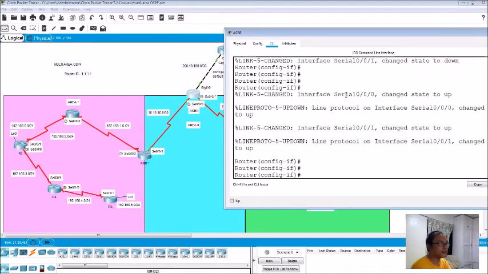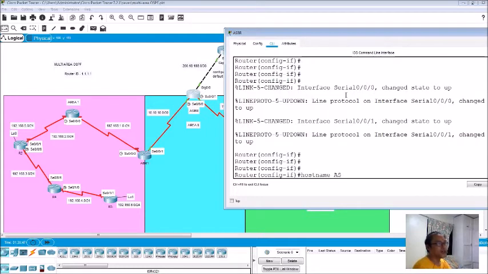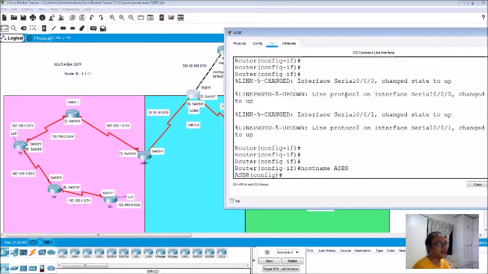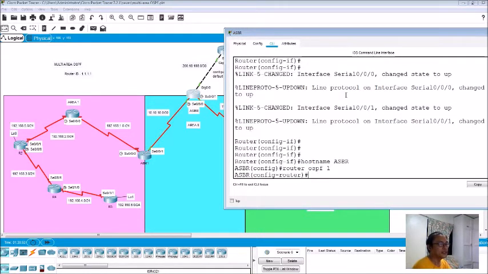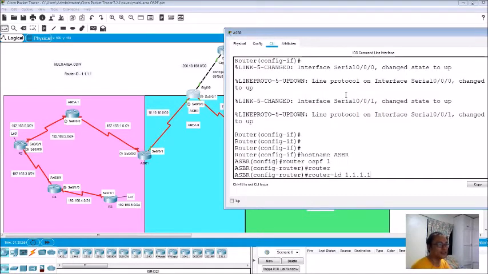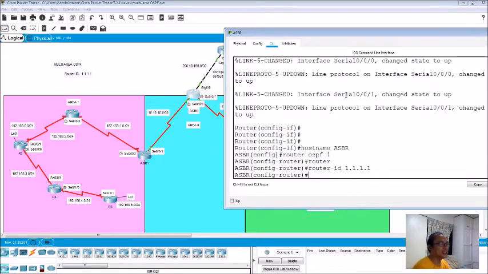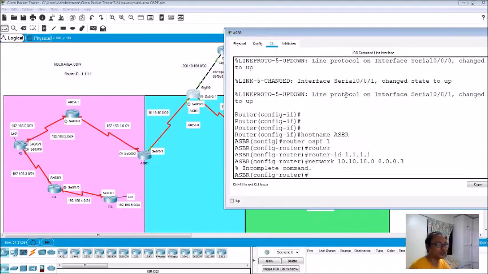So to do that, ito i-configure ko ng host name, okay, ASBR. Okay, then matagtag command router OSPF 1, then router ID of 1.1.1.1, okay, then network 10.10.10.0 with the 0.0.0.3 wildcard mask. And if you're going to enter this one incomplete pa kay wala pa ta ka area, no? So that's why we're going to put an area to where this is the backbone, so area 0 ni, no?